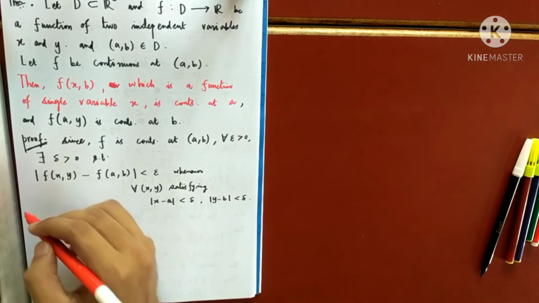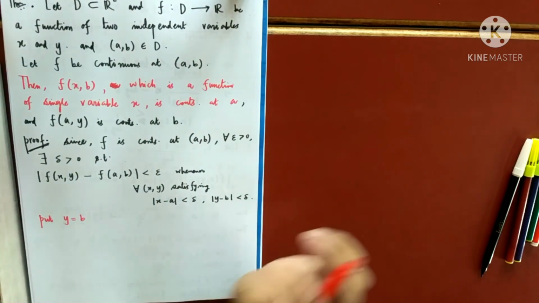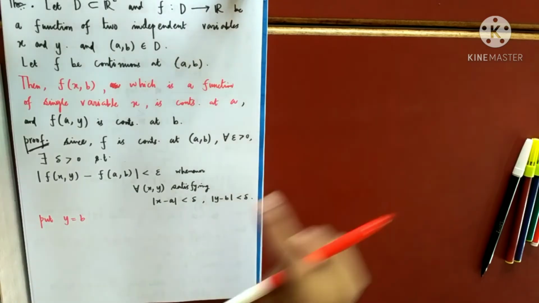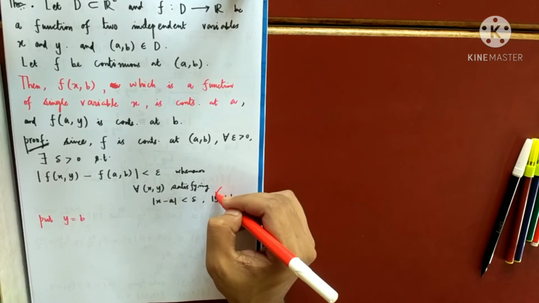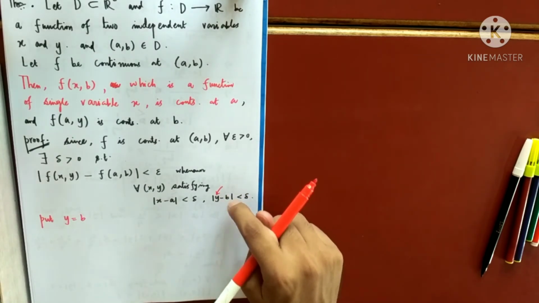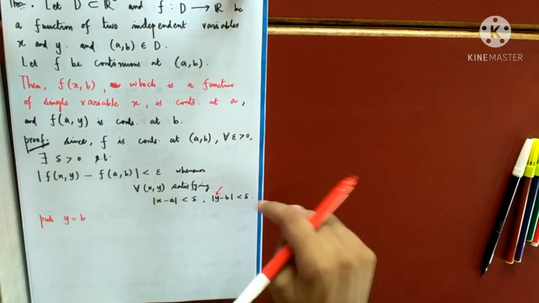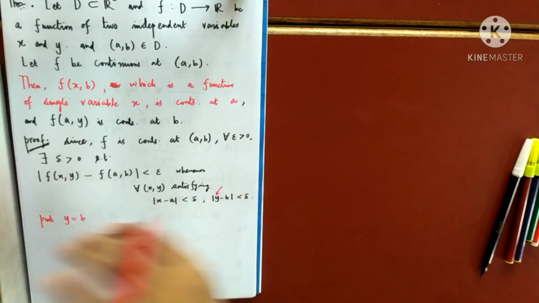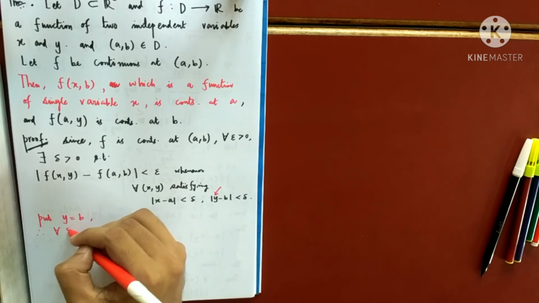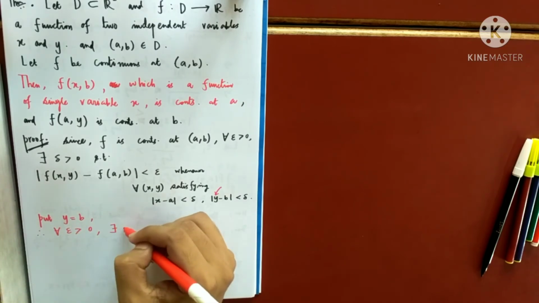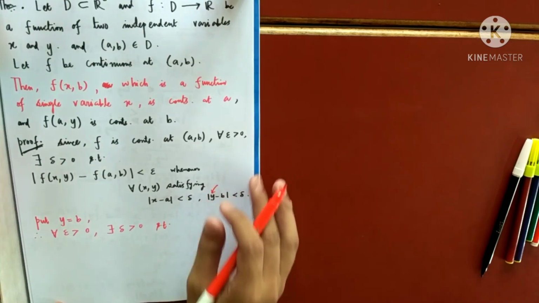Now you just put y equals b in this equation. Why can I put y equals b? Because this condition is satisfied. If I replace this y by b, this is b minus b, which is 0, and 0 is less than delta. So I can put y to be b in this equation. Let's write this again. Therefore, for any epsilon greater than 0, there exists a delta positive such that, let's see what will happen.